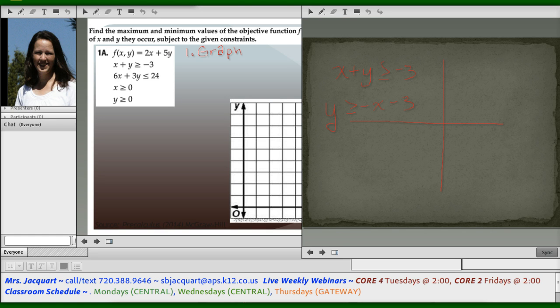So I'm going to go down 3, 1, 2, 3. And I'm going to continue to go down 1 over 1, down 1 over 1. And then I get my graph there. When I'm talking about greater than, I'm just going to shade up and above. Okay, that's a particular line that's not useful on my graph because it's going to include everything that I have.